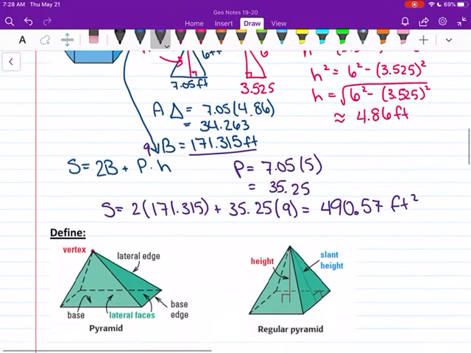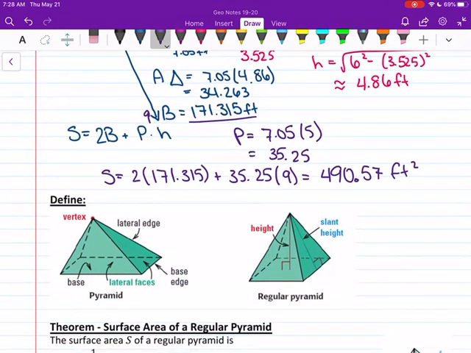Okay, next definition. We're going to be talking about pyramids. There's lots of types of pyramids, but remember a pyramid, we have a polygon for the base, and then all of the sides are triangular, all my lateral sides, and those meet at a vertex at the top. So the height of my pyramid, as you can see in the second pyramid here, goes from the vertex to the base at a right angle. That's what we call the height of the pyramid.